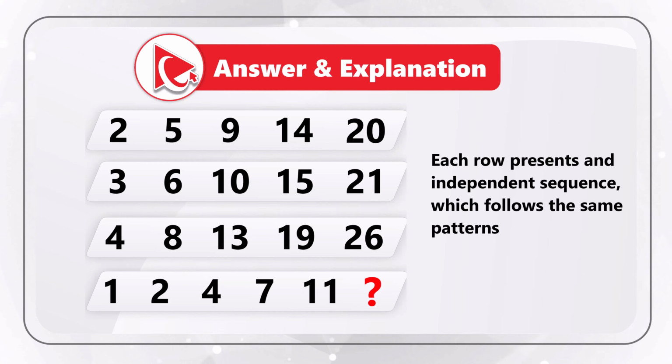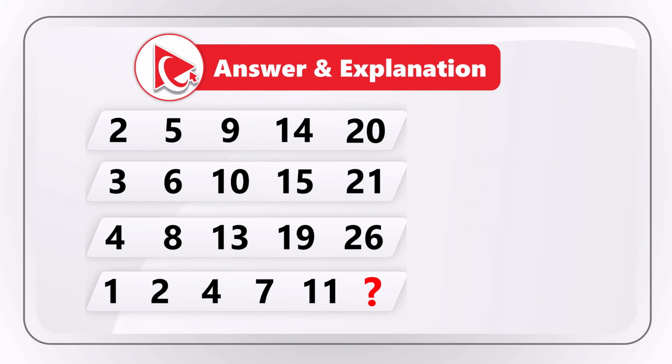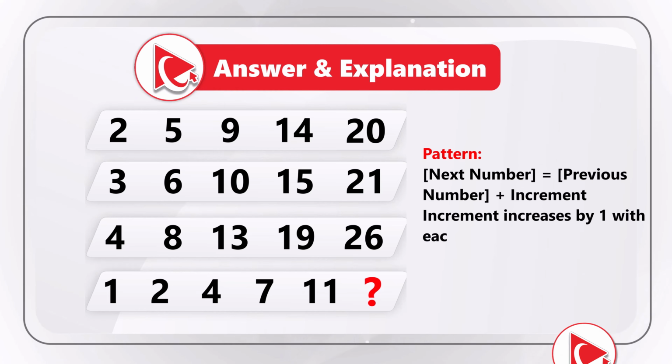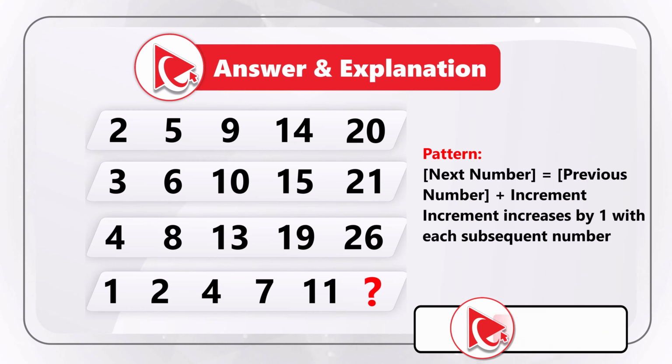So what is the pattern? And the pattern here is rather simple. The next number is calculated as previous number plus the increment. An increment increases by 1 with each subsequent number.